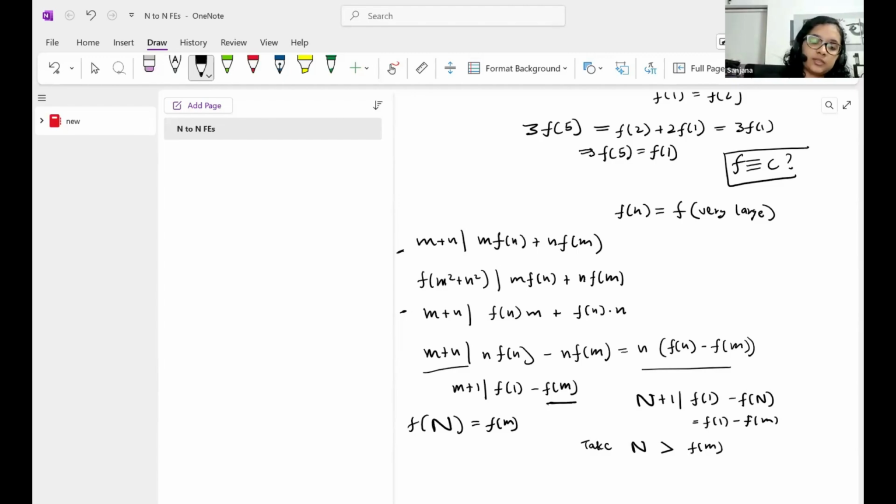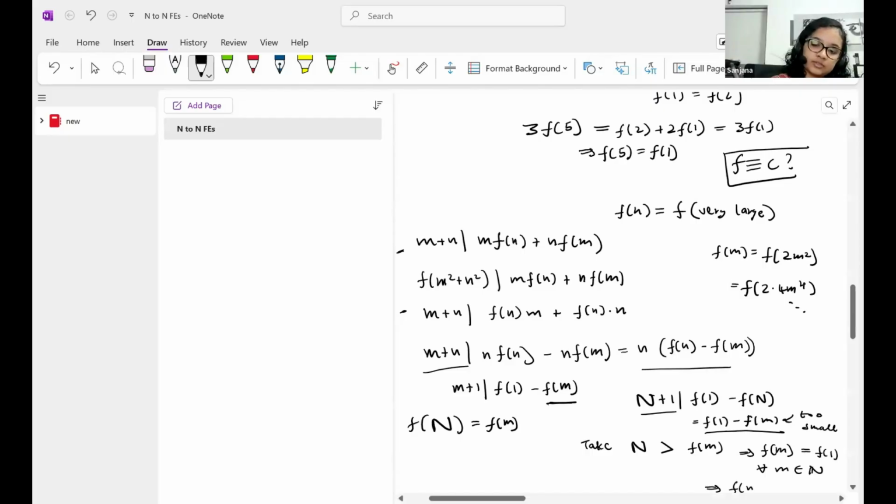You can't take any n, but you can get some n because f of m is equal to f of 2m squared. This is equal to f of 2 times 4m raised to 4 and so on. You can make this very large, right? So just make it that large and then you have this relation, but this must be a contradiction, right? Because this is too small, which means it must be 0. So f of m equal to f of 1 for all m, which means the function is just a constant and any constant works.